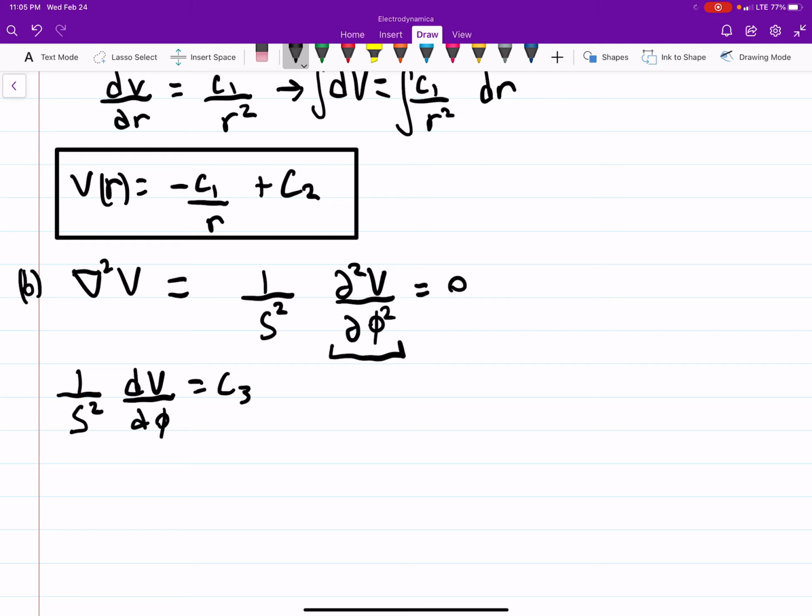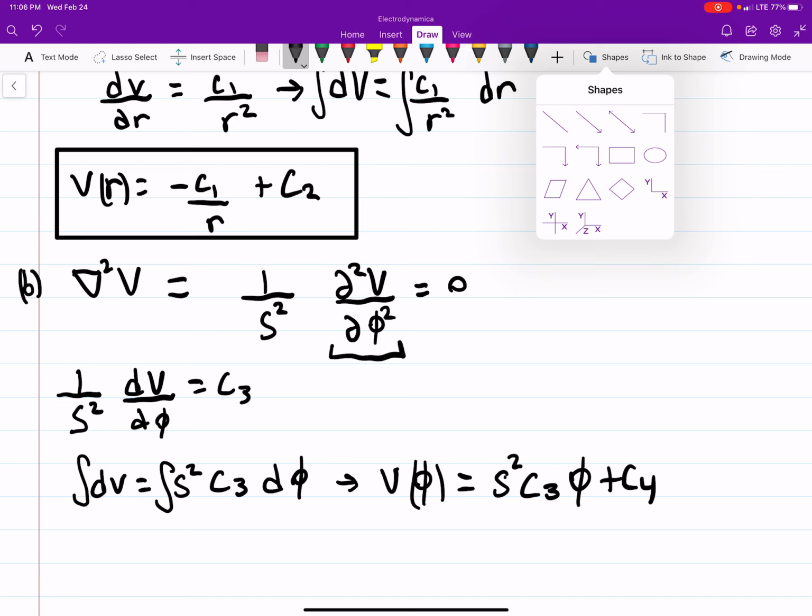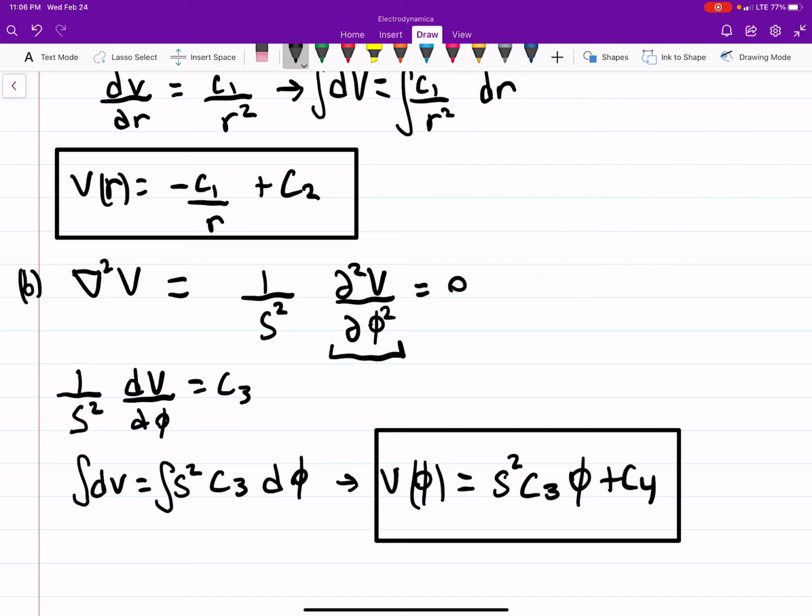So we need to solve for this, and you'll get dV is s squared c3 d phi. And again, we can integrate both sides, and you'll get your potential as a function of phi. Well, we're going to get a phi added onto there. So we're going to get s squared c3 times phi plus another constant we'll call c4, which is the constant of integration.